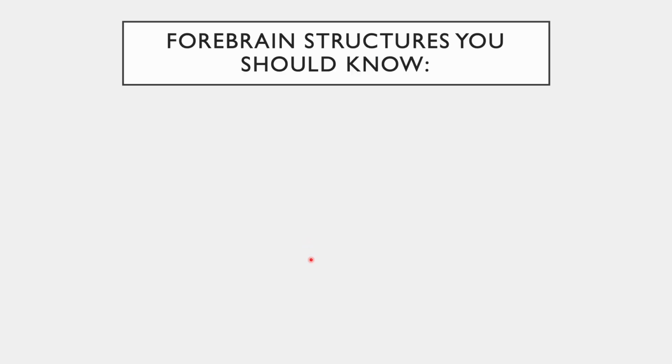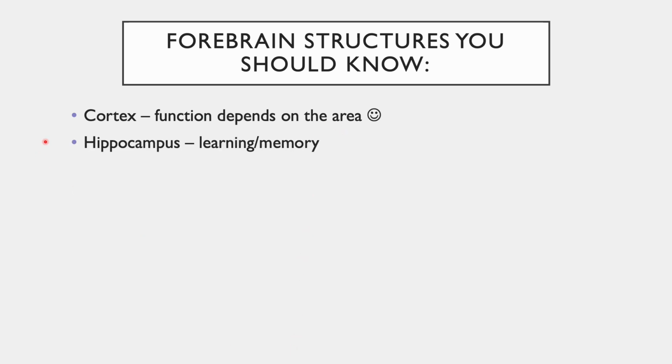So here are some forebrain structures you should know. The first is the cerebral cortex. Now remember, the cerebral cortex is this large surface area across the cerebrum, and essentially each area of the cortex may have a different function depending on where it's located. The hippocampus is in the medial temporal lobe of the brain and plays a vital role in the neural mechanisms of learning and memory. The amygdala also plays an important role in our processing of fear-based memories and strong emotions.